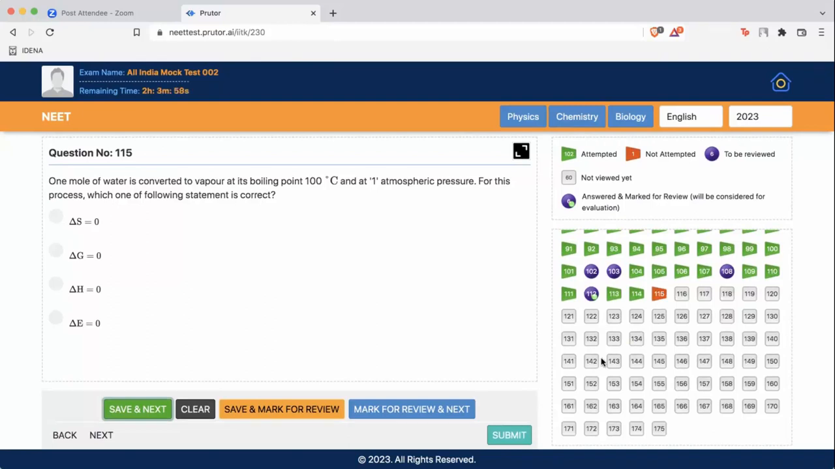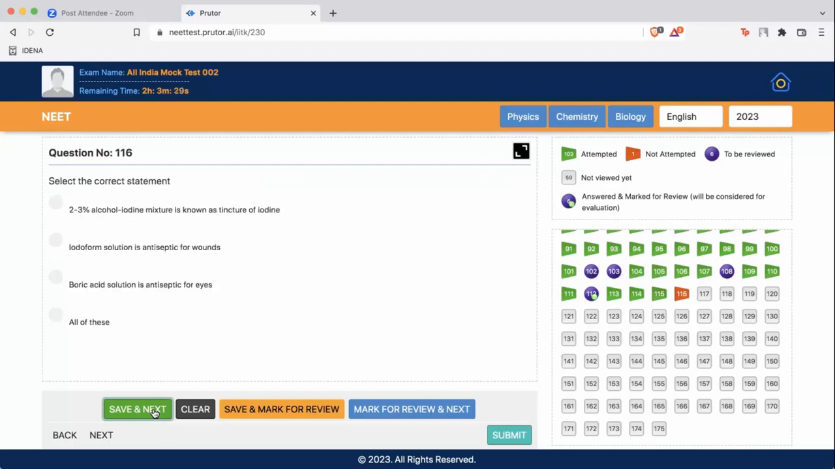One mole of water is converted to vapor at its boiling point, 100 Celsius. In state changes, delta G is equal to zero. The entropy, of course, changes. And there is some heat of enthalpy, but the state changes here. It's an equilibrium change. 2 to 3 pin is known as intermediate. This is correct. Iodoform is antiseptic. Boric acid. Yeah, this is correct.